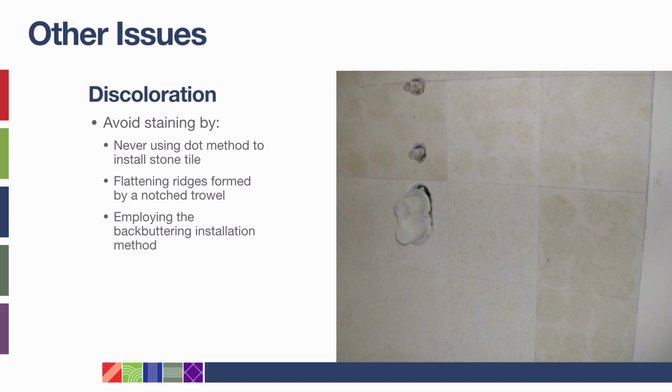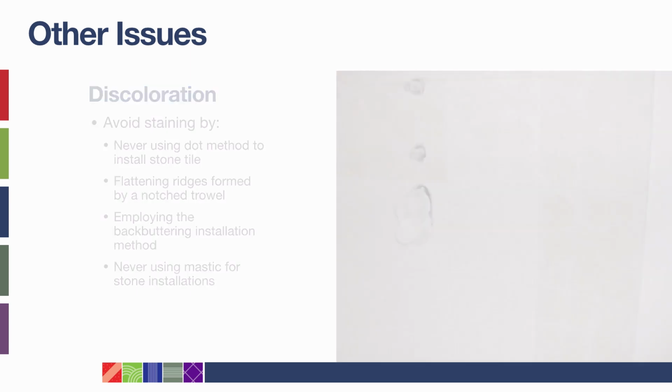Improper, uneven coverage can lead to a discolored appearance and inadequate bond. You should always use mortar, not mastic, for stone installations to avoid mastic bleed-through. When applied to stone, mastic can bleed both into the grout and through the stone, which causes staining and discoloration.